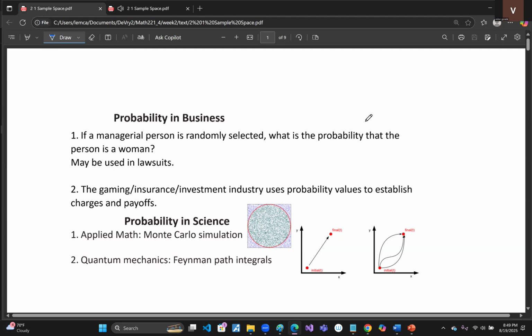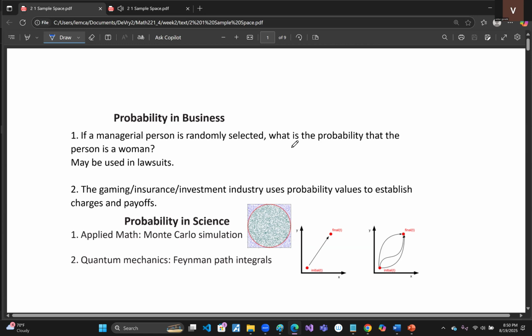Example of probability in business. Consider a randomly selected managerial person in a company. What is the probability it is a woman? If it is too low, it can be a case for a lawsuit. Another example: how much do you have to pay for your car insurance? All insurance and investment payoffs and charges are calculated with the help of probabilities.